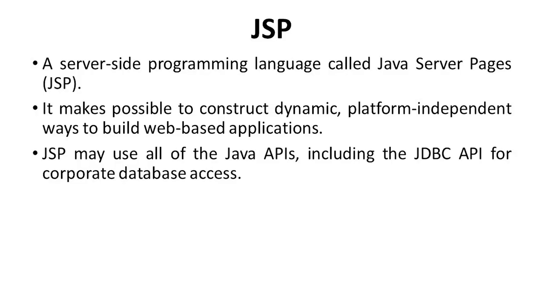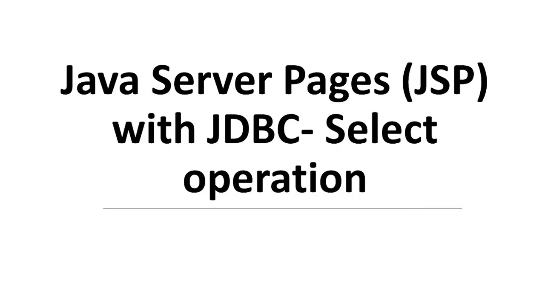So what is JSP? A server side programming language called Java Server Pages JSP. It makes possible to construct dynamic platform independent way to build web based applications. In JSP we may use all of the Java API including the JDBC API for corporate databases access. So Java Server Pages JSP with JDBC Select operation.